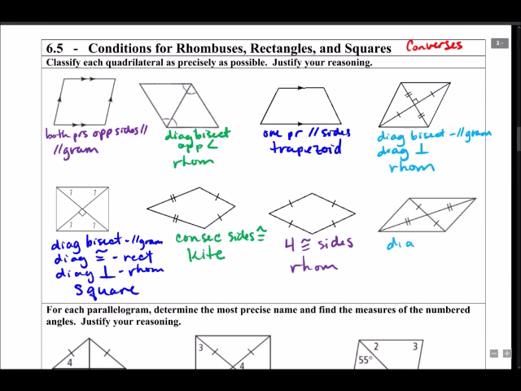And here, diagonals bisect. Anything we can do with that? No, best we've got is parallelogram.